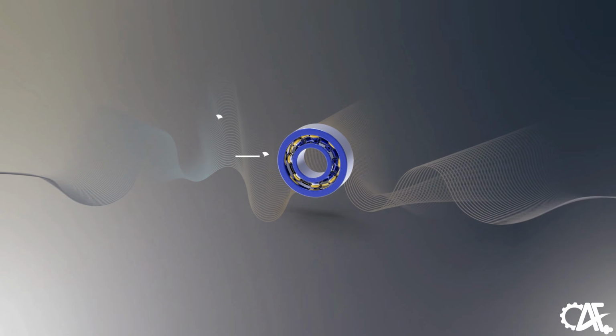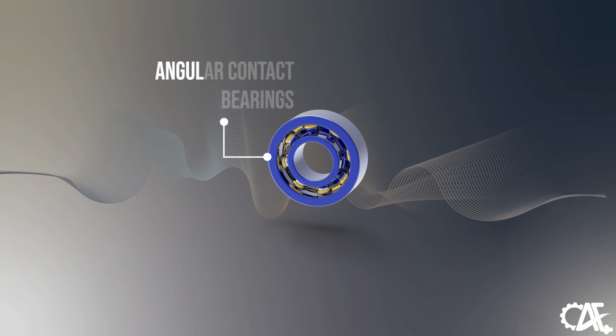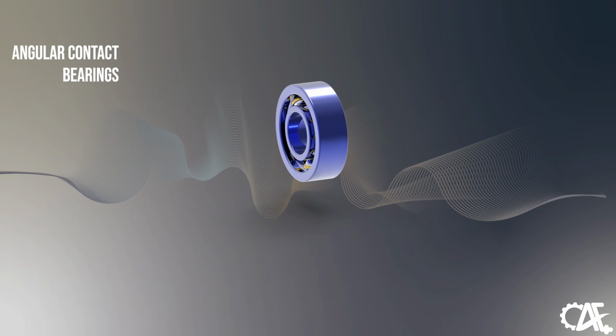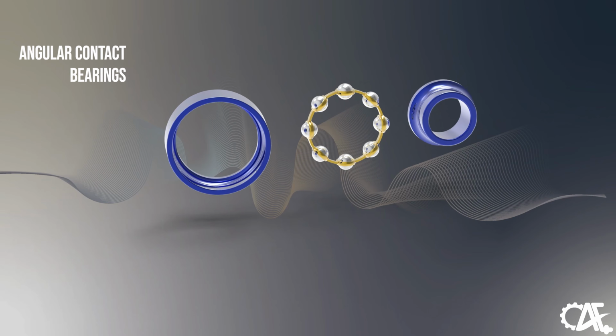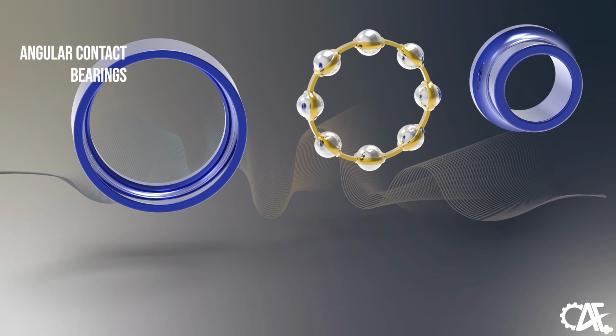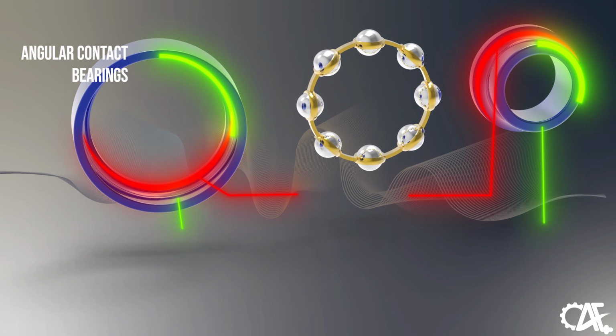Come across a type reminiscent of the deep groove bearing, but with an added enhancement, the angular contact bearing. While they share similarities with deep groove ball bearings, such as comprising a set of steel balls, a cage, and inner and outer rings, the angular contact bearings have a distinguishing feature. As highlighted in the animation, the inner and outer ring raceways are inclined relative to the bearing axis.